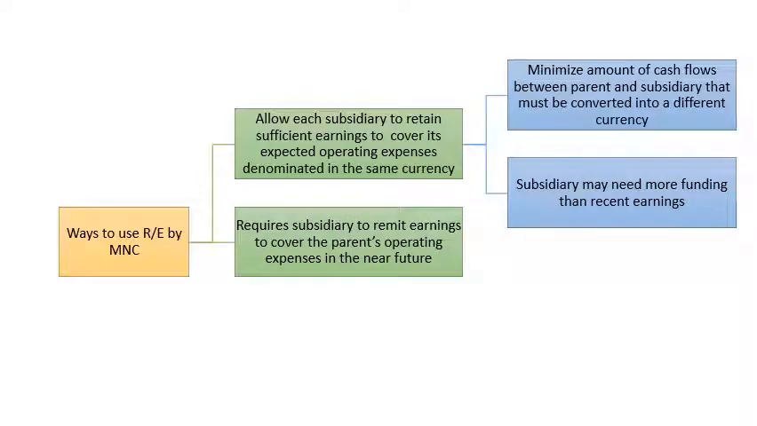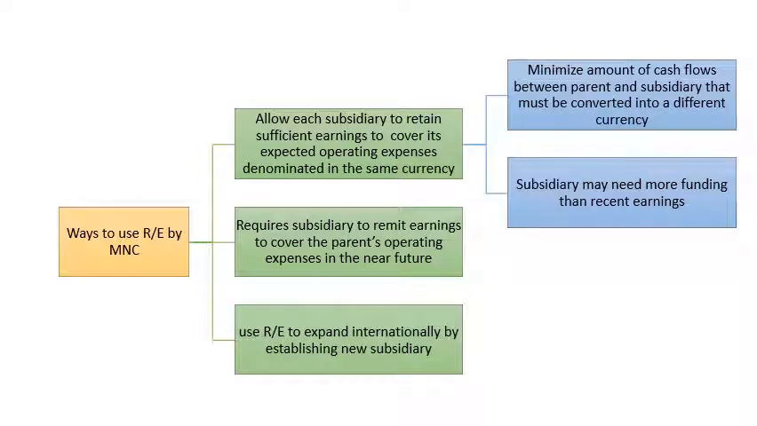Another way the retained earnings can be used is that the multinational corporation may ask its subsidiaries to remit the earnings to cover the parent's operating expenses in the near future. So they will convert from foreign currencies into the home currency using the current forex rate.